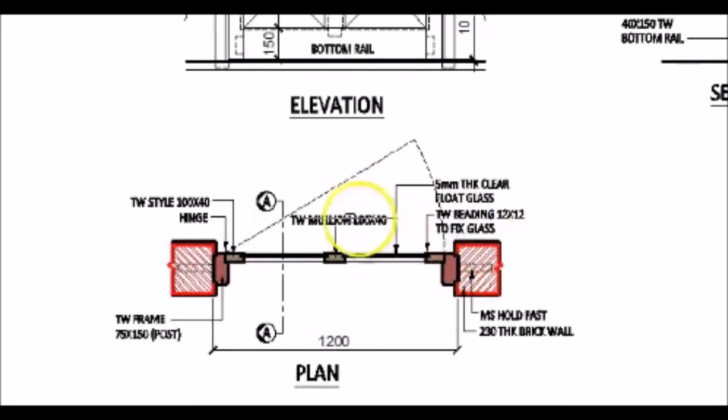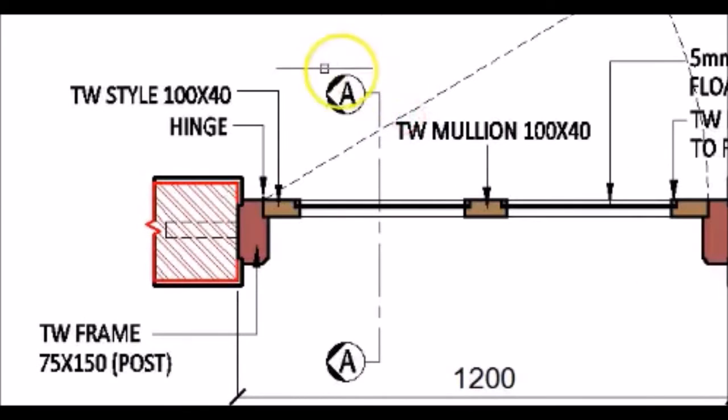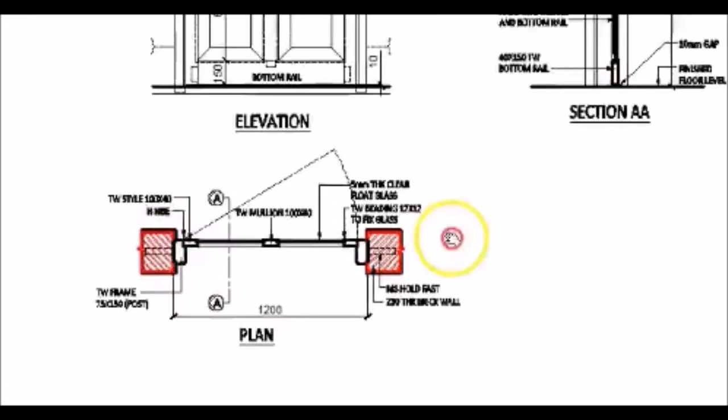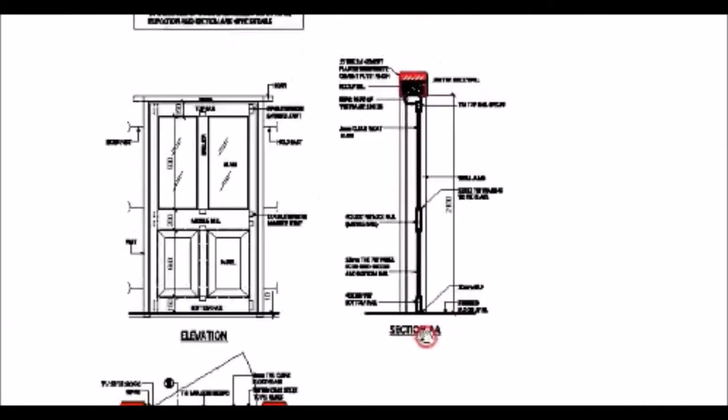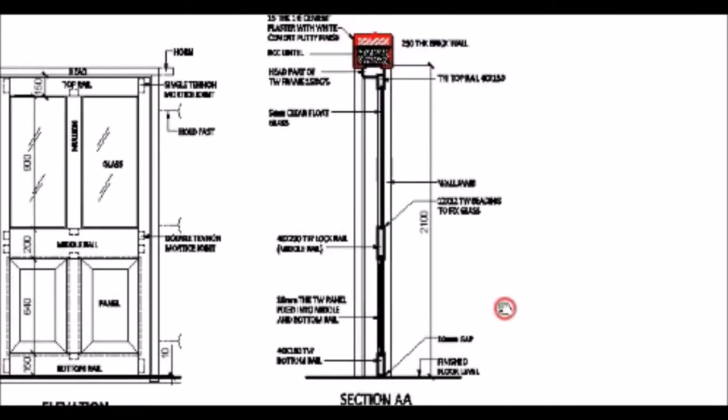Now this is how the plan is going to look. If you look at the plan, we have shown a section line, which is the section line AA. So let us try to see how the door is going to be seen in section. So let us study the section of this door. As you can see here, the section of the door is seen.